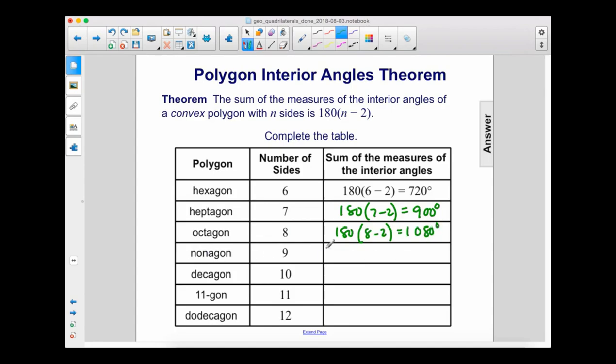A nonagon with 9 sides would be 180 times 9 minus 2, which is 1260. A decagon has 10 sides, so that would be 180 times 10 minus 2, which is 1440 degrees. An 11-gon with 11 sides would be 180 times 11 minus 2, which is 1620 degrees. And a dodecagon with 12 sides would be 180 times 12 minus 2, which is 1800 degrees.